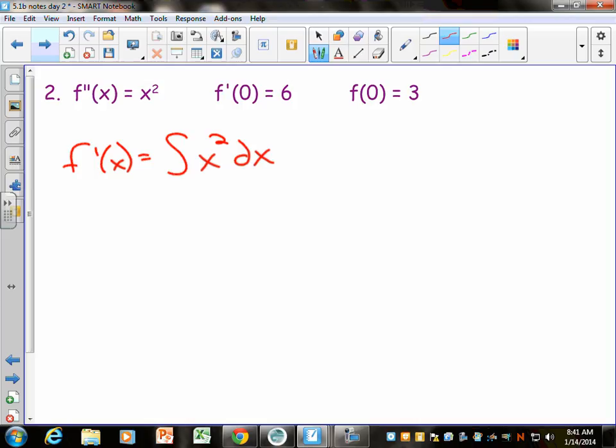How'd you do with your integral signs yesterday? Mine are terrible.